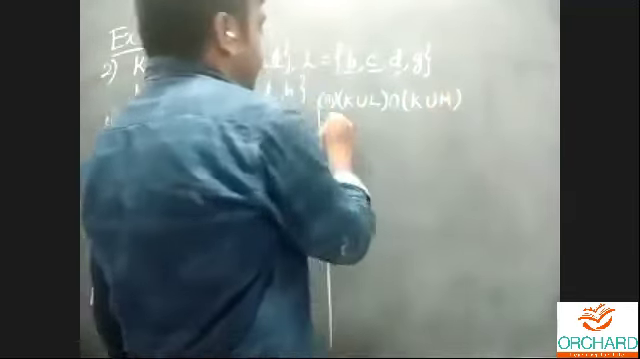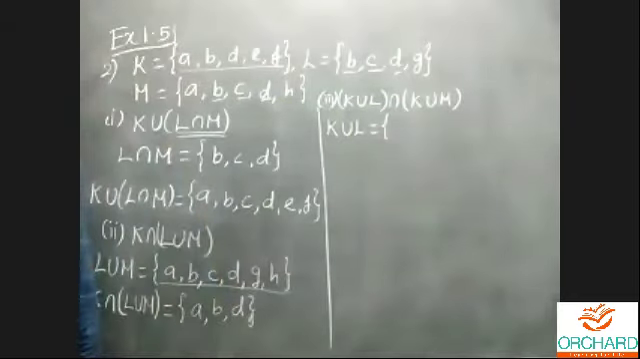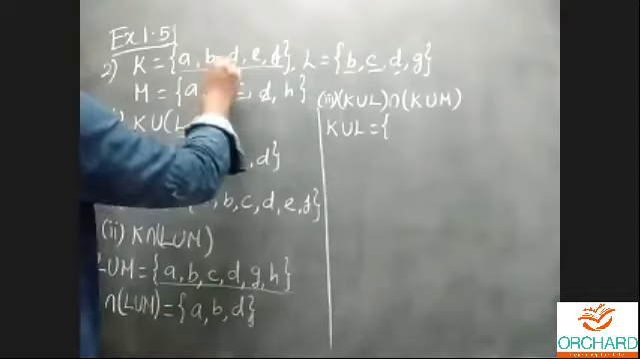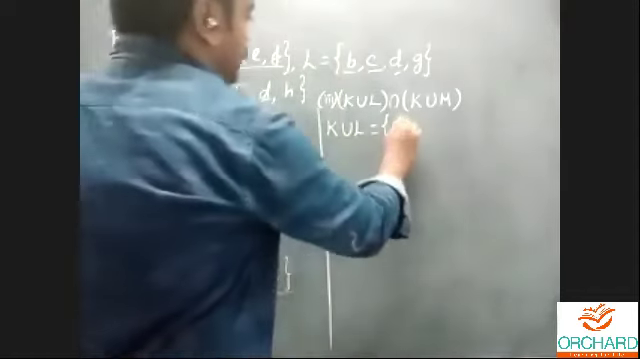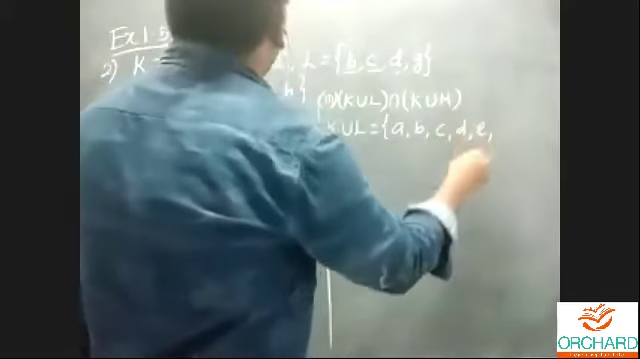First, you can identify K union L, the union of the sets K and L. This is K and this is L. Arrange in order: A, B, C, D, E, F, G.